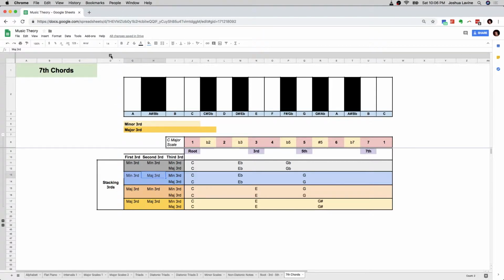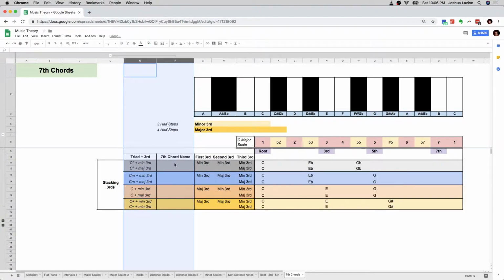And so I've gone ahead and written that out already. We have the base of a C diminished triad plus a minor third, a C diminished triad plus a major third, C minor triad plus a minor third, C minor triad plus a major third, and so on through the major and augmented triads as well. So let's go. And what we're going to do is once we put all these notes in, then I'm going to go through and tell you what all of these are called.